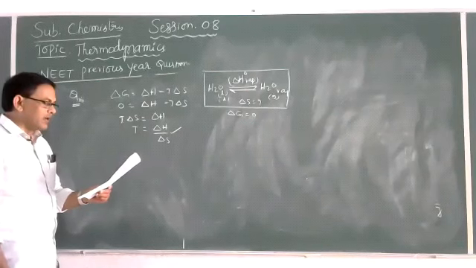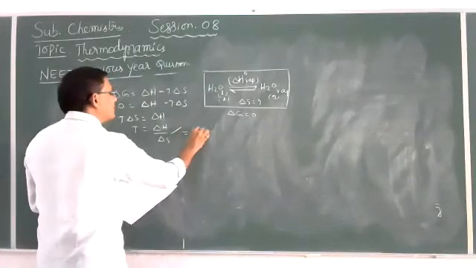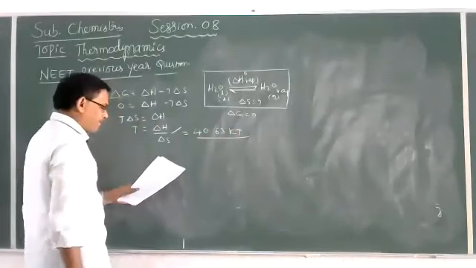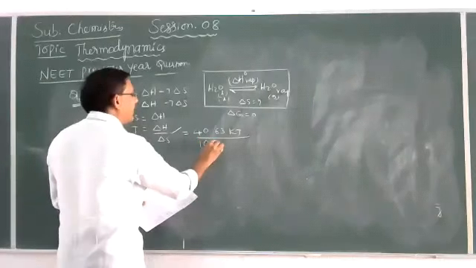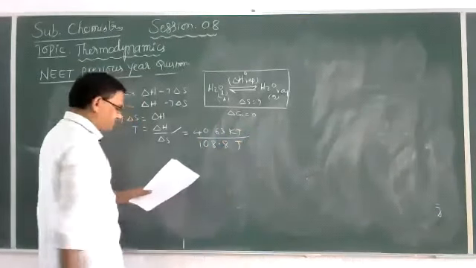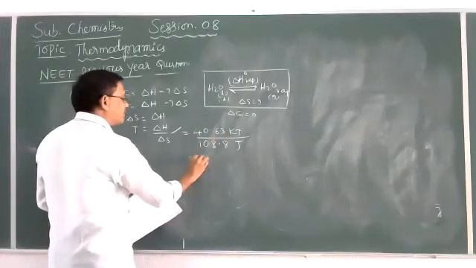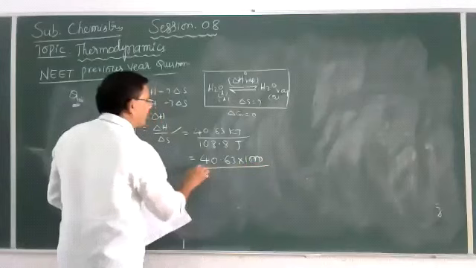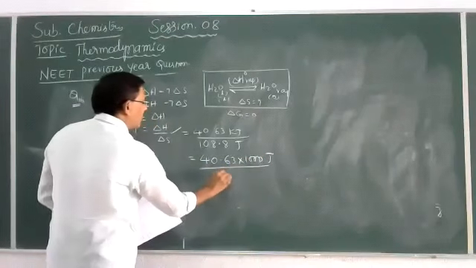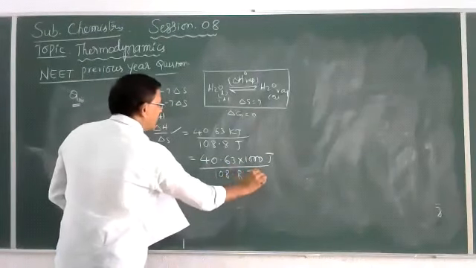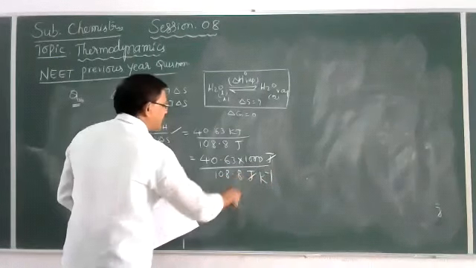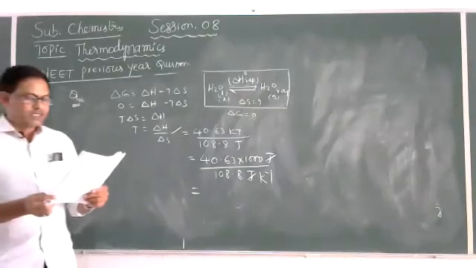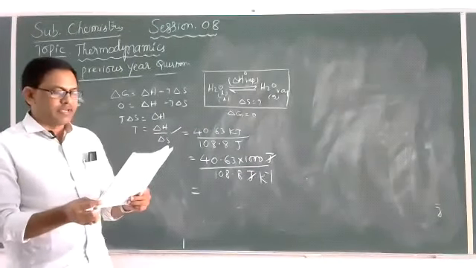The values given here: delta H value is 40.63 kilojoules divided by 108.8 joules. Now this value is multiplied by 1000 joules per kilojoule, divided by 108.8 joules per Kelvin. This and this get cancelled. Now cancel it, you will get the answer in Kelvins. That answer is 373.4.